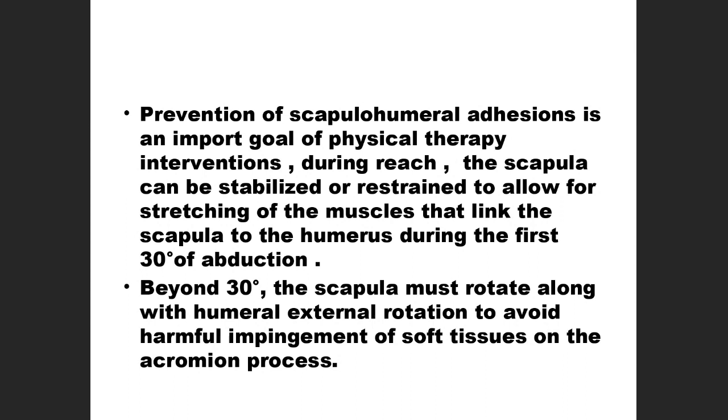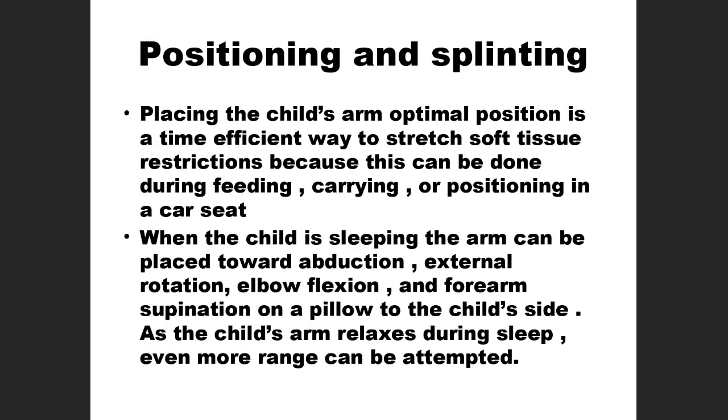Beyond 30 degrees, the scapula must rotate along with the humeral external rotation to avoid harmful impingement of the shoulder on the acromion process. Even in positioning of the child, if the child keeps the arm in a stiff position or an abnormal position, that will cause contractures in that abnormal position. To prevent that, you have to keep the upper extremity in an airplane splint or any other splint which does not affect upper extremity function.